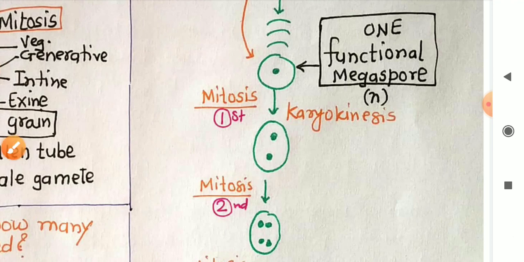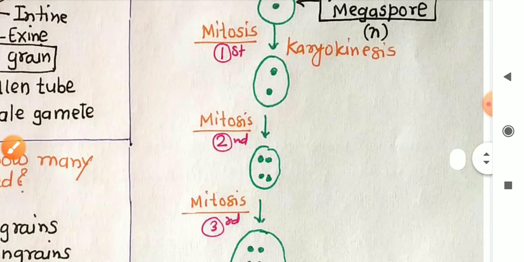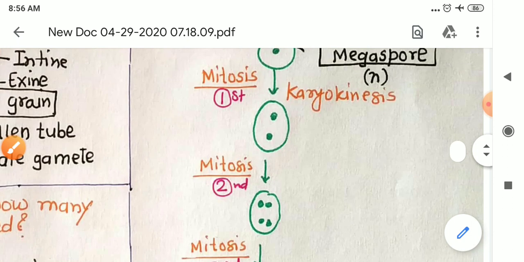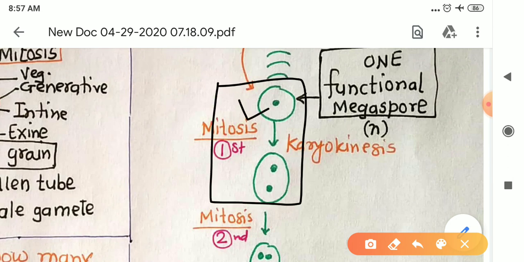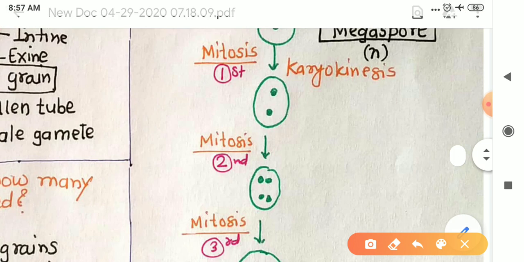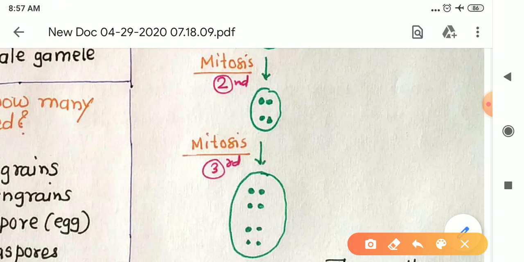So if you observe this functional megaspore, it undergoes the process of mitosis, particularly karyokinesis. The haploid megaspore and the nucleus present in that megaspore will divide through karyokinesis. There will be a total of 3 subsequent mitoses. As you will see, in the first mitosis, the one nucleus divides to form 2 nuclei. In the second mitosis, these 2 nuclei will divide to form a total of 4 nuclei, and further in the third mitosis, these 4 nuclei will divide to form 8 nuclei.